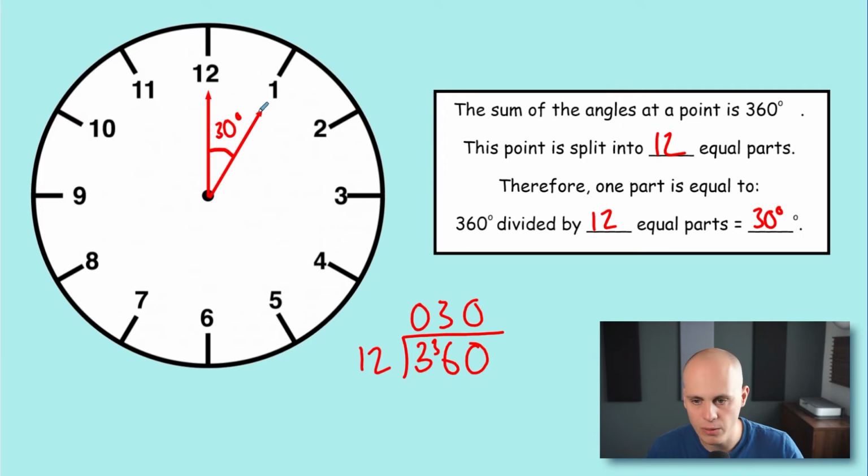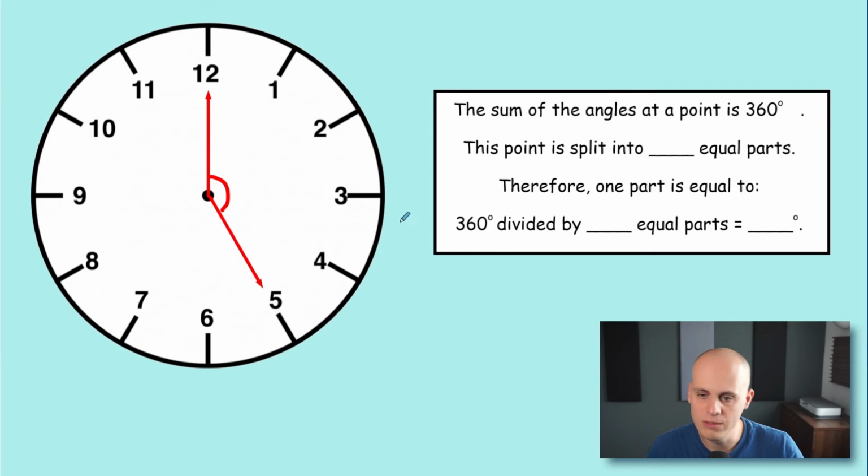So let's expand the question a bit more then. What if I turned round to here now? So I've turned round to the 5. What's my angle going to be from here to here? It's no longer going to be 30 degrees because that was just this amount here. But we know that every single part is going to be another 30 degrees. So can you make a shortcut? Come back.